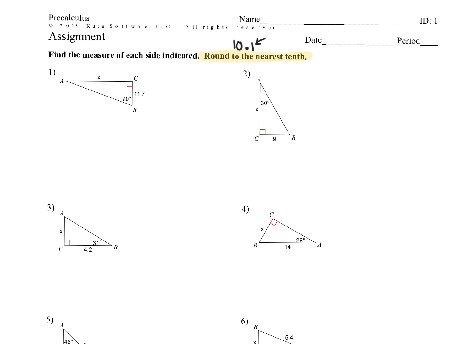So on number 1, my angle right here, this 11.7 is my adjacent, and this x over here is my opposite. So what trig function uses opposite and adjacent, or adjacent and opposite? If you're having trouble remembering, let's make sure we write down SOHCAHTOA. Let me go back just a little bit.